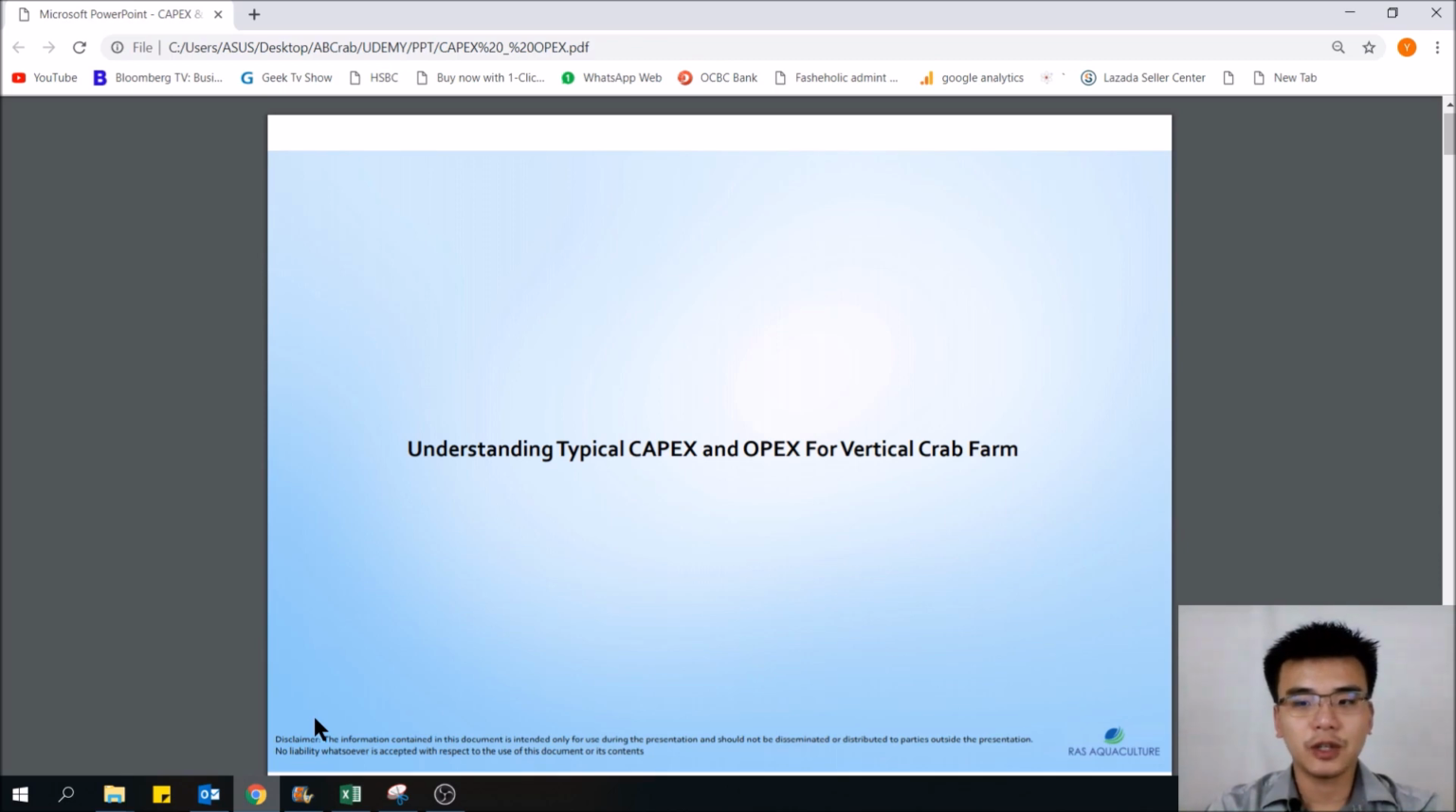In the previous lecture, we looked at the different supply chains from harvest to end consumer and the typical time it takes the crab to move from each location. In this lecture, we will now understand the typical capital expenditure and operating expenditure for running a crab farm, and how to estimate your return on investment on a vertical crab farm.